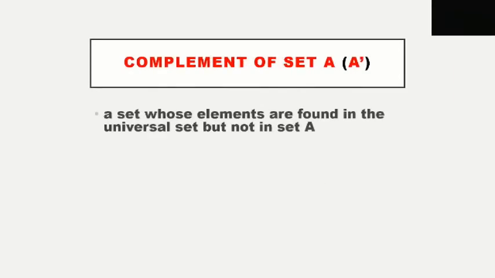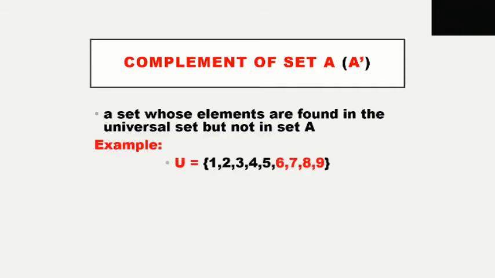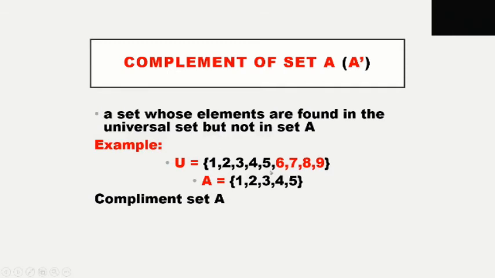Complement of a set A. A set whose elements are found in the universal set but not in a set A. Example. If we are given a universal set containing 1 to 9, and a set A containing 1, 2, 3, 4, 5, the complement of set A is all the elements in the universal set but not in set A. So we only have 6, 7, 8, and 9.